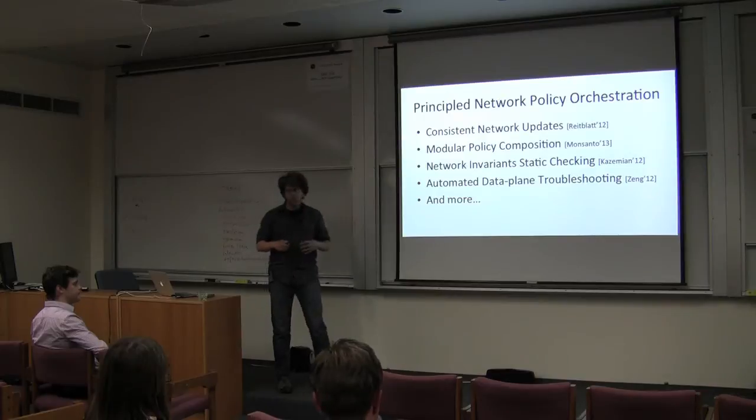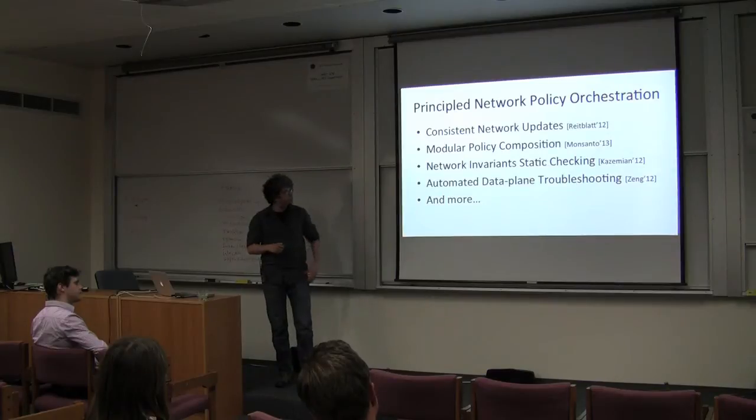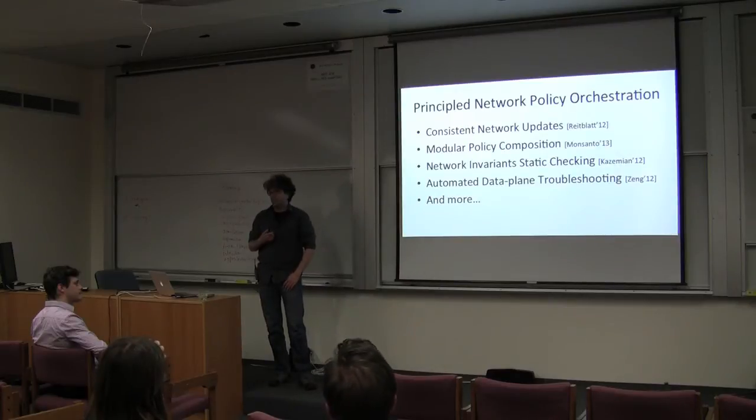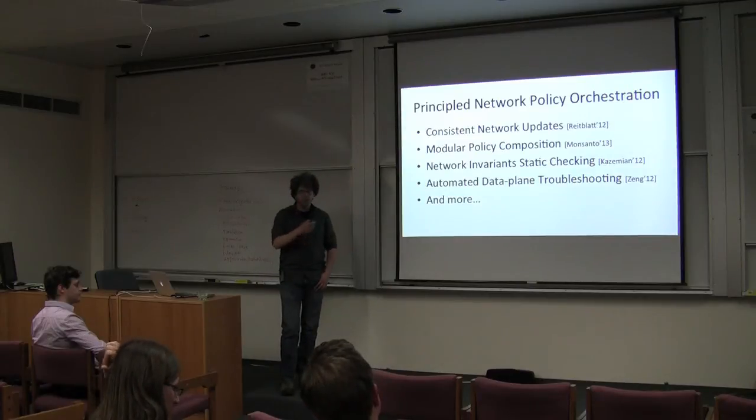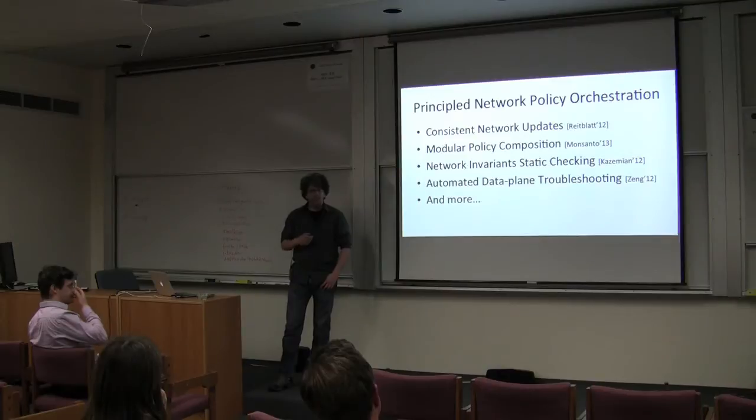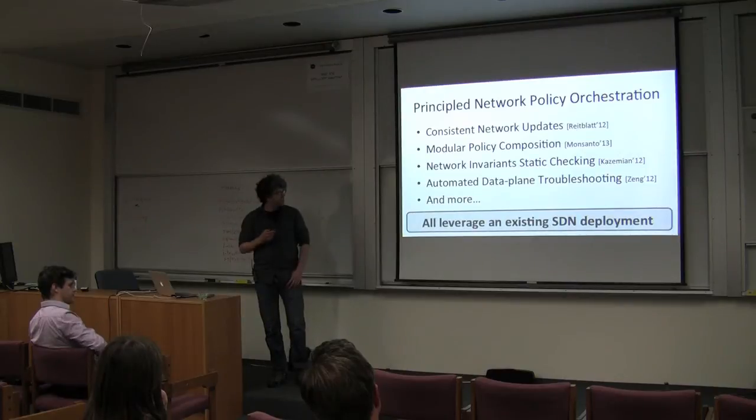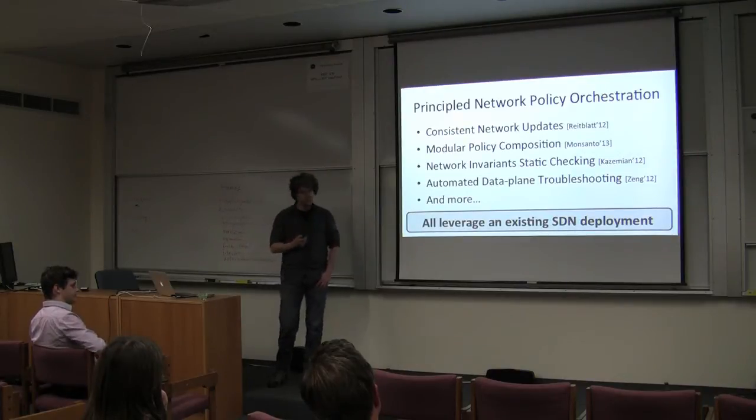There's been some work showing how you can build up complex policy enforcement mechanisms from modules from people in the programming languages community. There's been a lot of work that shows how you can actually reason about the static forwarding state of your network and check for invariance. For example, can hosts from network A communicate with hosts from network B? And there's been a lot of work recently as well trying to do automated and rich network troubleshooting. But the problem is that all of these approaches leverage an existing SDN deployment. So if you don't have SDN in your network today, it's very hard to actually take advantage of these.